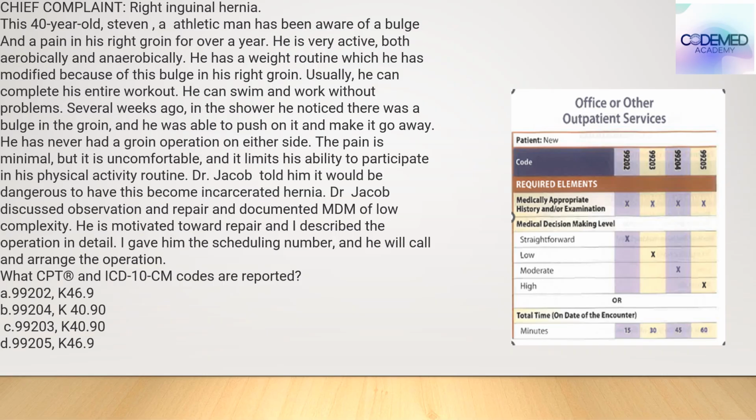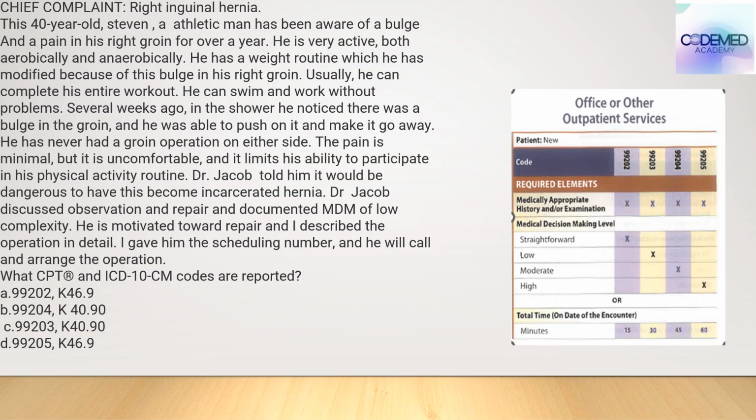Dr. Jacob told him that it would be dangerous to leave this, because it could turn into an incarcerated hernia. Dr. Jacob discussed observation and repair and documented MDM of low complexity. He is motivated towards the repair and described the operation in detail. Dr. Jacob gave him the scheduling number, and Stephen will call and arrange the operation.